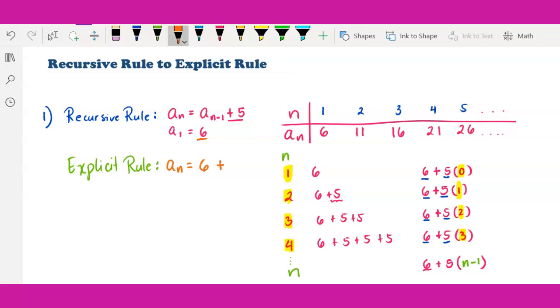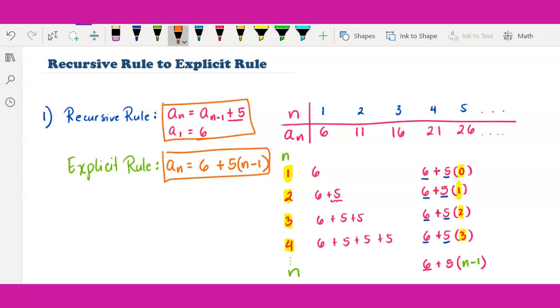We're adding 5. How many 5s are we adding? Okay, we're adding 5 times n minus 1. All right, so we have our recursive rule, recursive formula. We have the explicit rule or explicit formula. We don't have to add 5 recursively again and again.